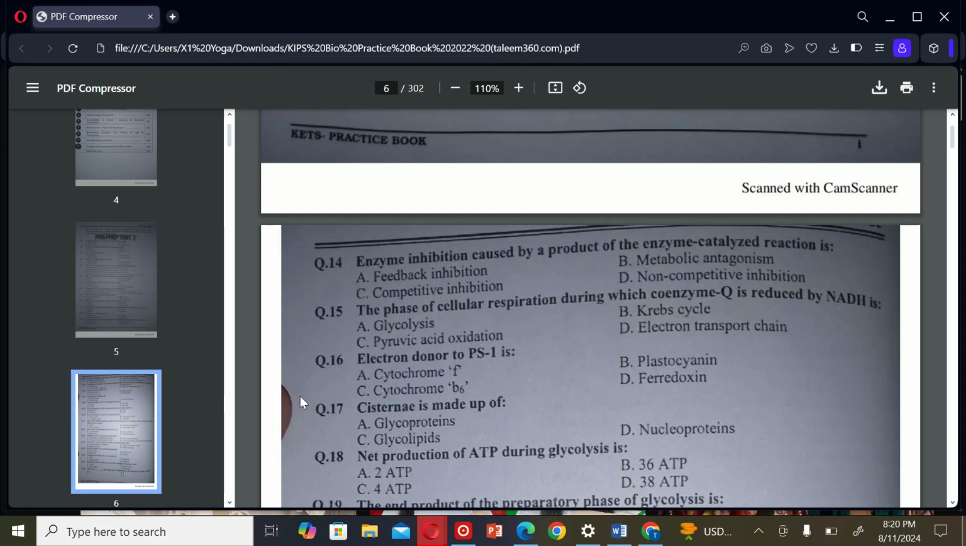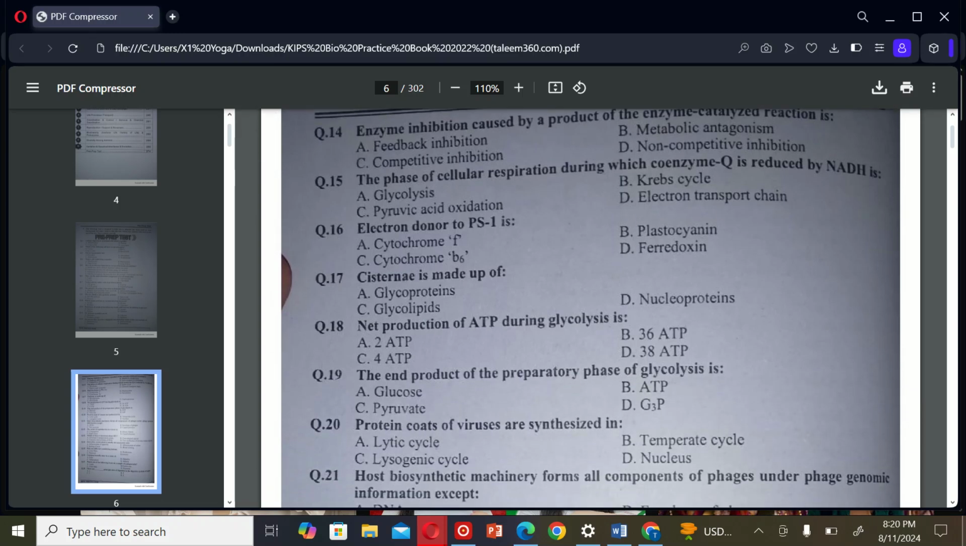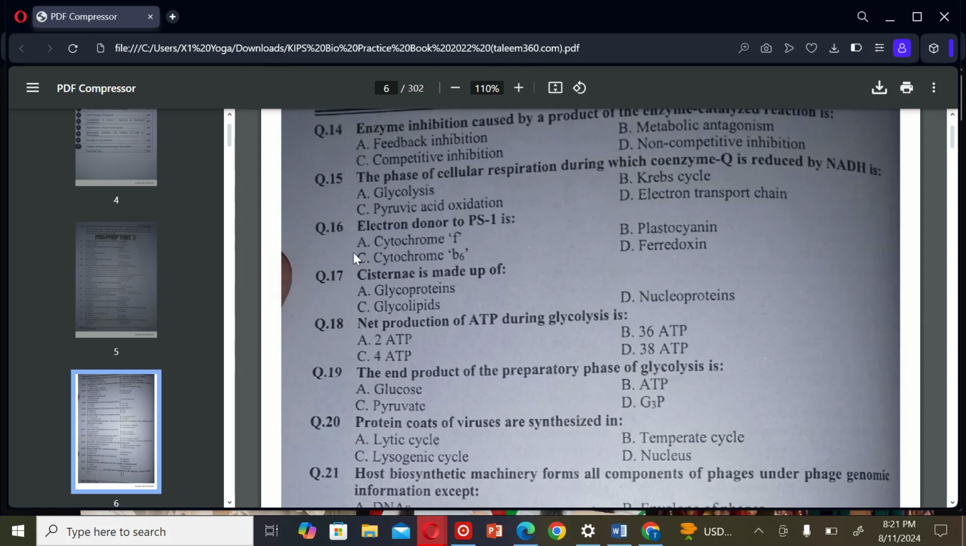Electron transport chain. The next MCQ is: electron donor to PS1 is A. Cytochrome F, B. Plastocyanin, C. Cytochrome B, and D. Pyridoxine. So the correct option is B. The next MCQ is: cuticle is made up of A. Glycoprotein, B. Glycolipids, and D. Nucleoprotein. The correct option is B.